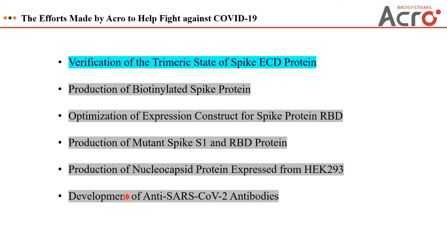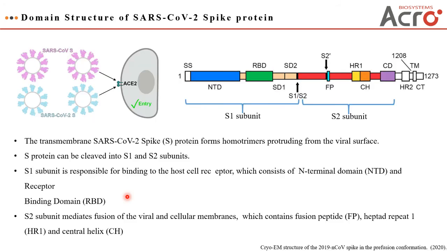First, let's see how ACROBiosystems produces SARS-CoV-2 spike protein in trimeric state. SARS-CoV-2 spike protein is a key transmembrane glycoprotein that forms homotrimers protruding from the viral surface and mediates host cell attachment and cell entry. It was reported that SARS-CoV-2 S and SARS-CoV S share the same functional host cell receptor, which is angiotensin converting enzyme 2, or ACE2.